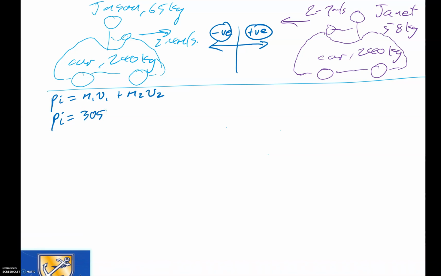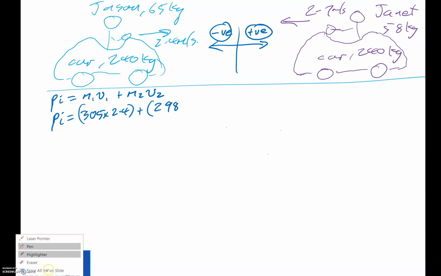305 kgs, because it's 240 plus 65 times, now this is going to be a positive number, 2.4, because it's going to the right. We're going to add on to that the mass of everything in Janet's car, which is her car plus her mass, makes a total of 298, because 240 plus 58 is the total mass that's going this way. So that makes a total of 298.